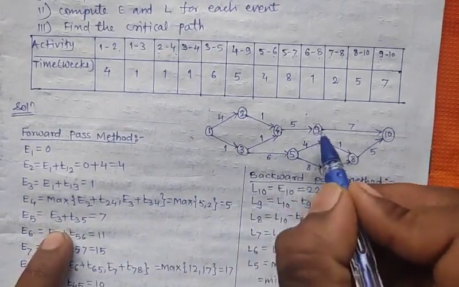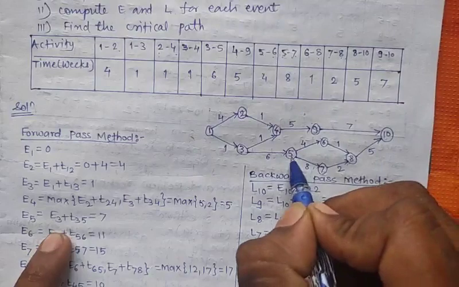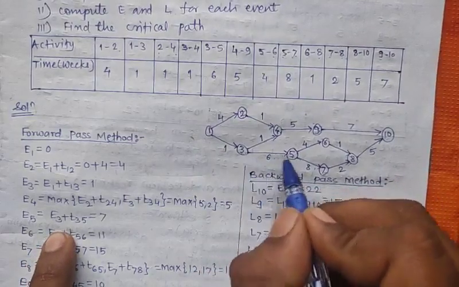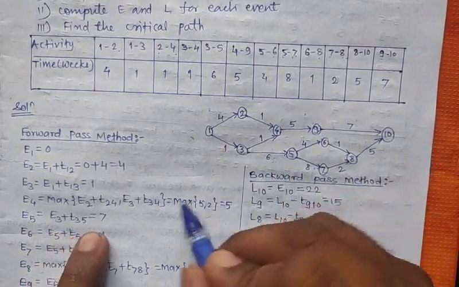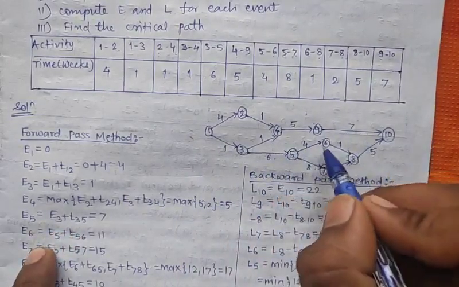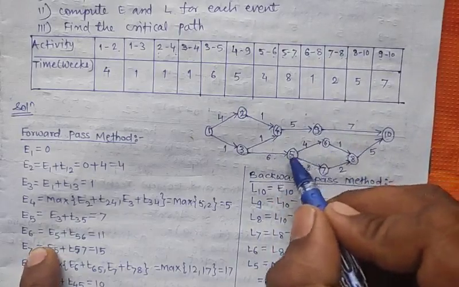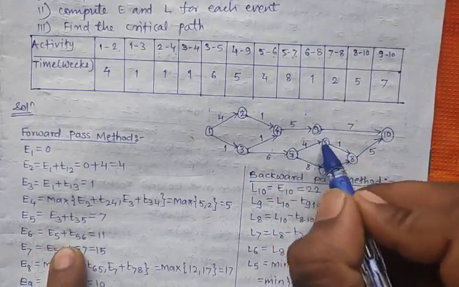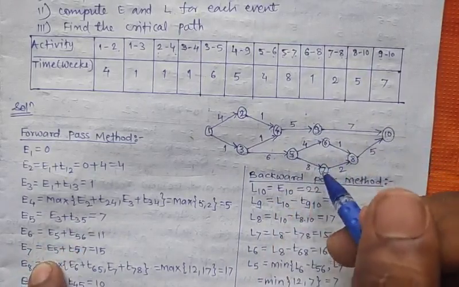Next, calculate E5. For E5 there is only one incoming arrow, which is from E3, so we get E3 plus T35, so we get the value 7. Next, for E6, there is only one incoming arrow, which is from E5, so E5 plus T56. Now next, calculate E7.